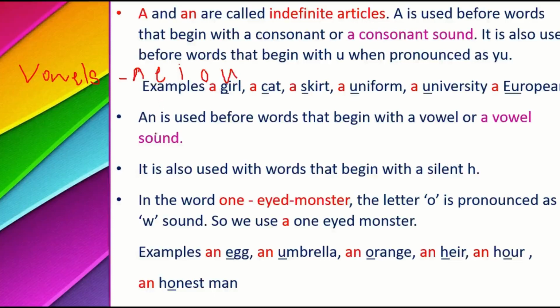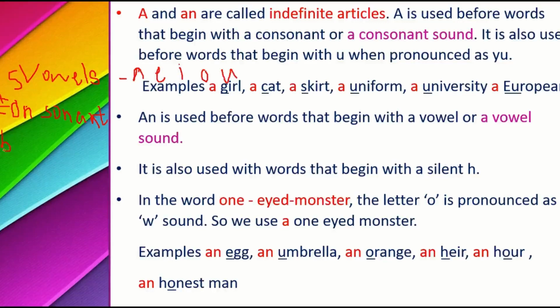Now let's see which are the consonant sounds. Which are the consonants? Consonant sounds are other than vowels. The remaining sounds are consonant sounds. There are 5 vowel sounds and the remaining 21 are consonant sounds. So the sounds like B, K, the remaining letters have consonant sounds.